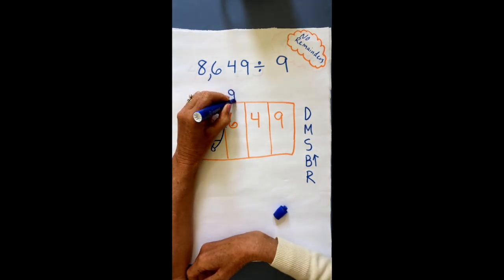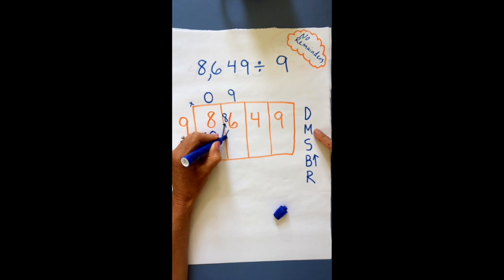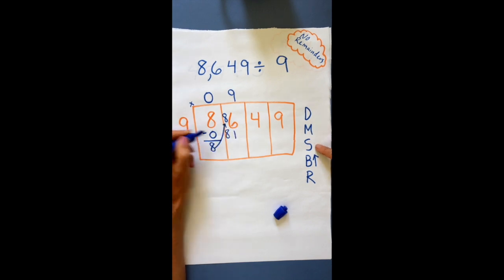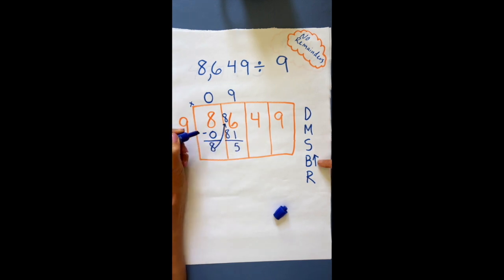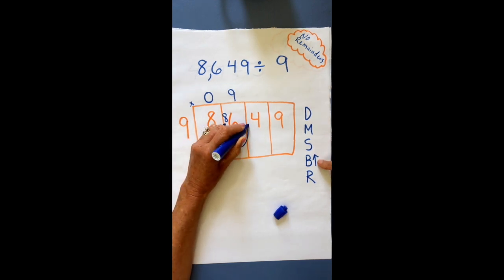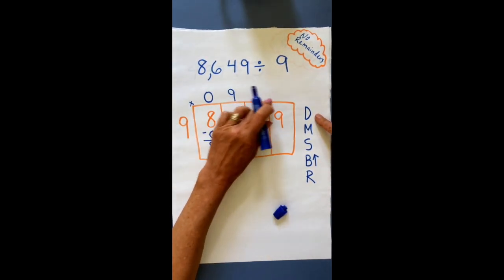Put a 9 here. Now I multiply. 9 times 9 is 81. Now I subtract, and I get 5. And now it says I bring up. I put the 5 here. And I'm going to repeat everything I did, but now I'm going to be in the third column.